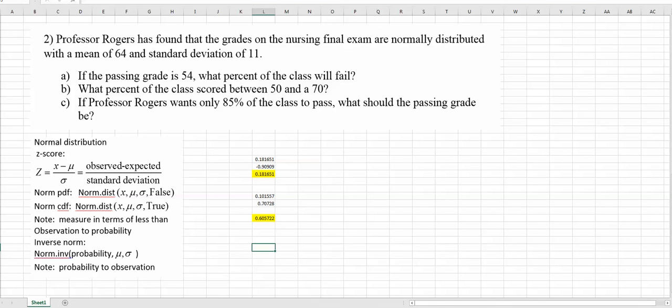And then the last feature I want to talk about for this question is an inverse norm. So if Professor Rogers only wants 85% of the class to pass, what should the passing grade be? Now, keep in mind, we measure things in terms of less than. So I don't want the top 85%, I want the bottom 85%, which means I only want 15% to fail. So when I set up my norm inverse, so notice norm inverse shows up, I'm going to set the probability below a certain value at 0.15, mean of 64, standard deviation 11, and true.